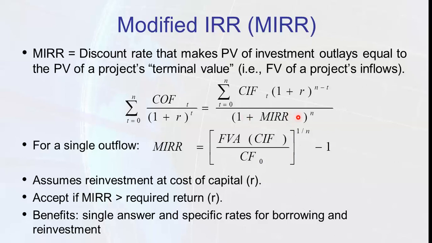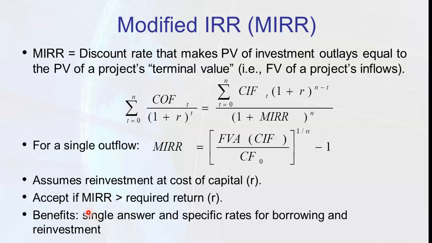Okay, so this is how you're going to be finding modified internal rate of return. Basically, modified internal rate of return is a discount rate that makes the present value of all negative cash flows equal to the future value of all positive cash flows. It is the example of multi-period cash flows. And if you have one period cash flows, you can use this formula.